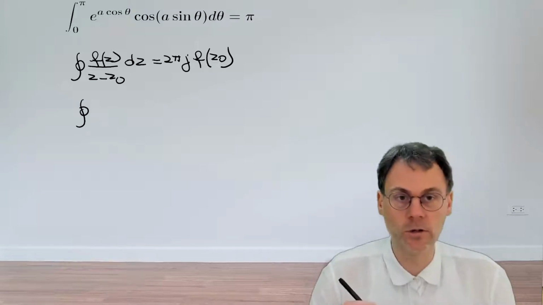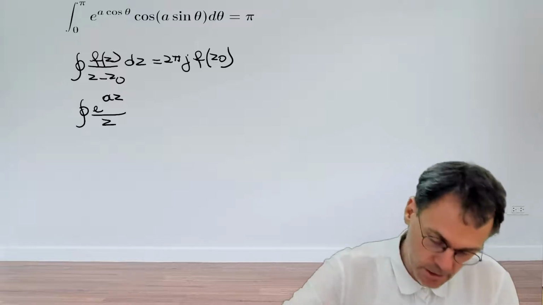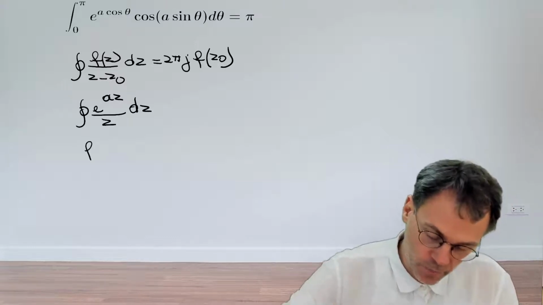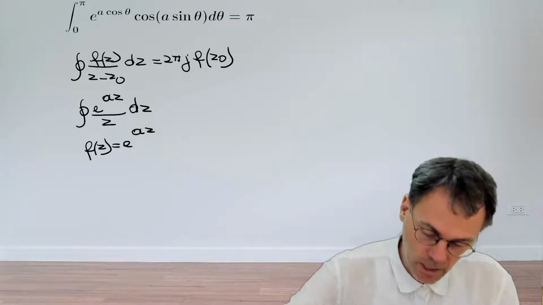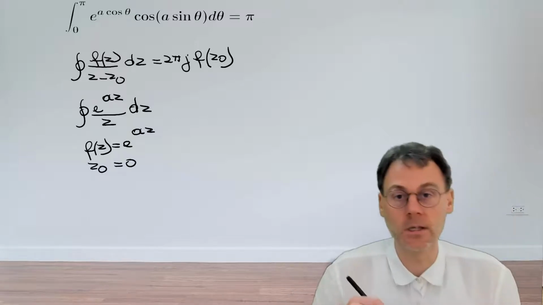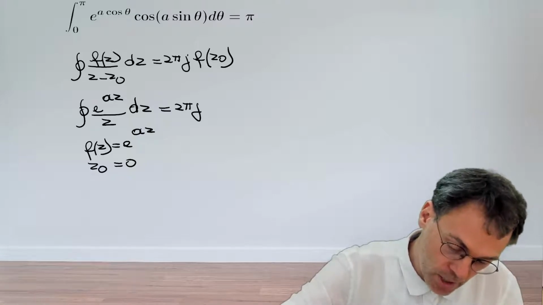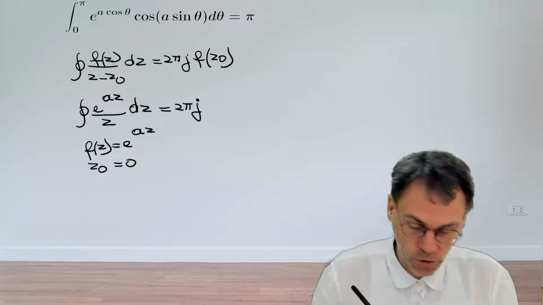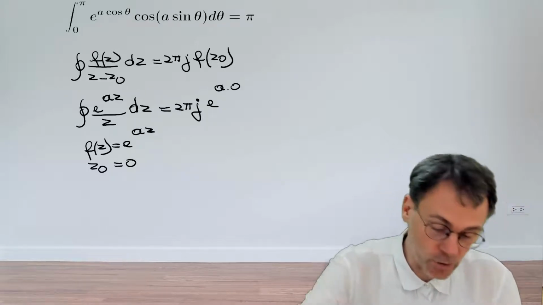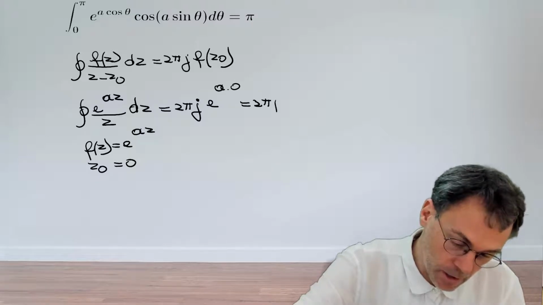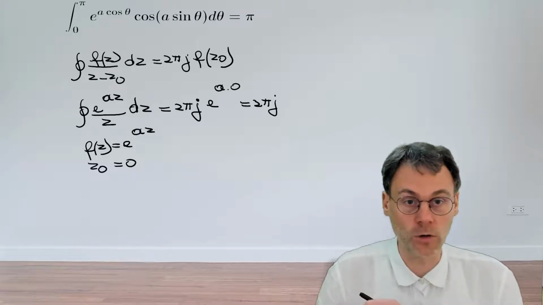Now here our integral is the following: e to the power of az divided by z dz, where obviously for f of z this time we have exponential az, and for the point z naught that just becomes the origin. So if we apply Cauchy's formula, that gives us 2 pi j, and then f at the origin, so that becomes e to the power of a0. So that's just 2 pi j. Okay, so we know the end result. We know what the value of that contour integral is.